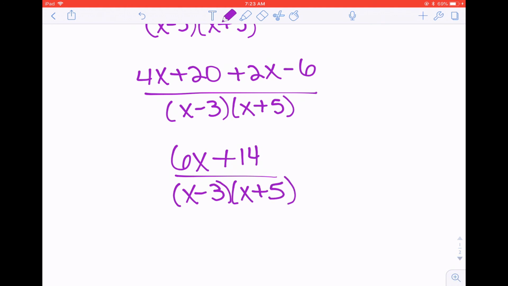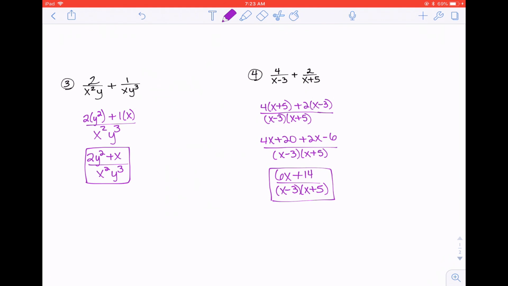Some of you might want to factor out the GCF of 2 in the numerator. And that would leave us with 3x plus 7. That would only be helpful if one of our denominator binomials was the same as what we end up getting in the numerator. And so it's not, so we'll just leave it like that.